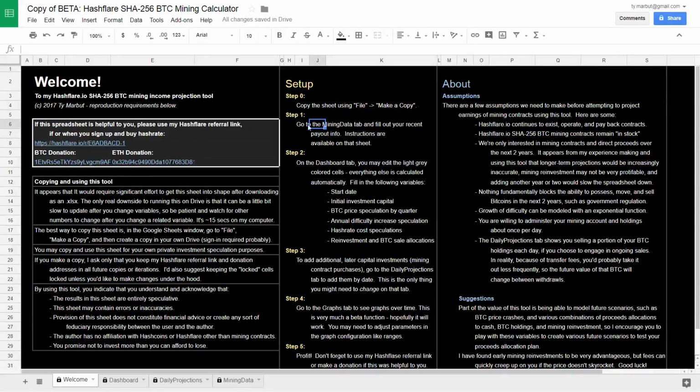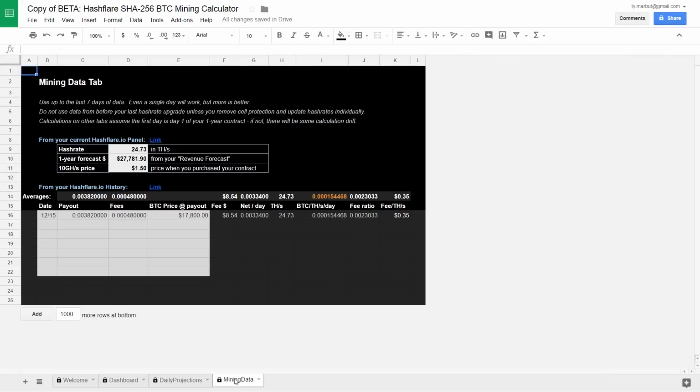Let's do step 1. In this tour, the next place we're going to see is the mining data tab. So let's go over to mining data. This is where we can put in our details about what we actually get from Hashflare. And this is very important. You need to make sure that you put in here the exact amount of payout you got, the exact fees that you paid, and ideally you get so specific as to look up the time and what the Bitcoin price was at that exact time that you got your payout.